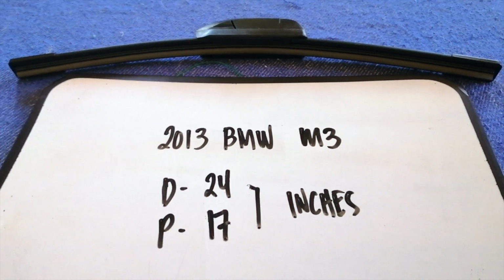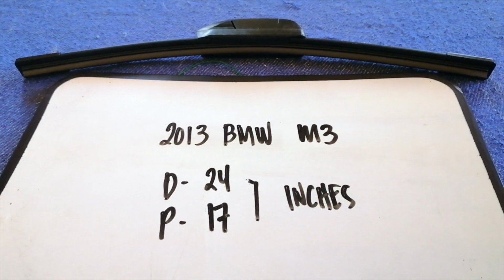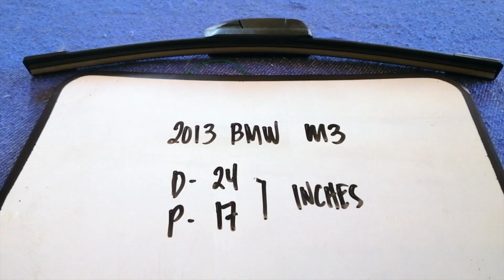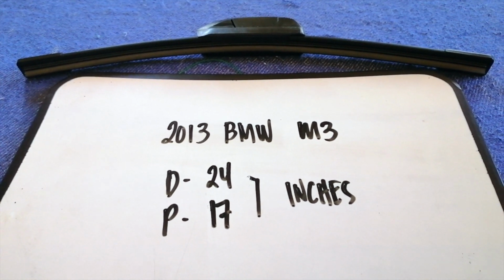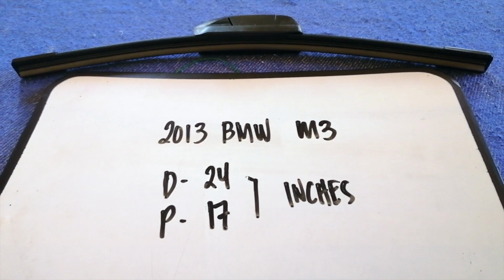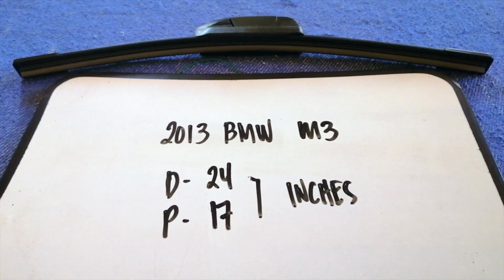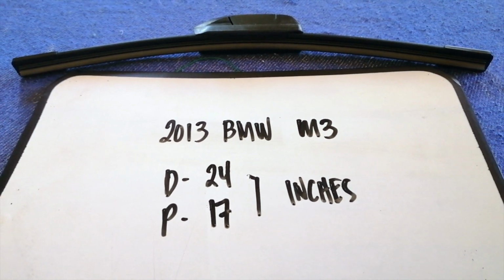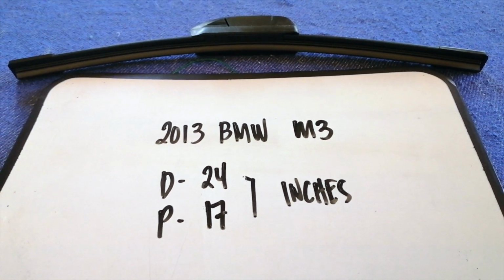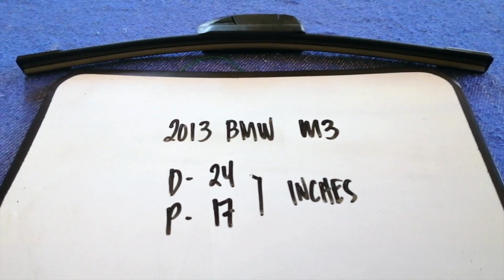And if you are looking for the wiper blade replacement size for the 2013 BMW M3, I have already looked it up. Just check the video description and I will try to leave the info there as well. The wiper blade replacement size for the 2013 BMW M3 is 24 inches for the driver's side and 17 inches for the passenger side. As you can see, the blade size is different for the driver and for the passenger.